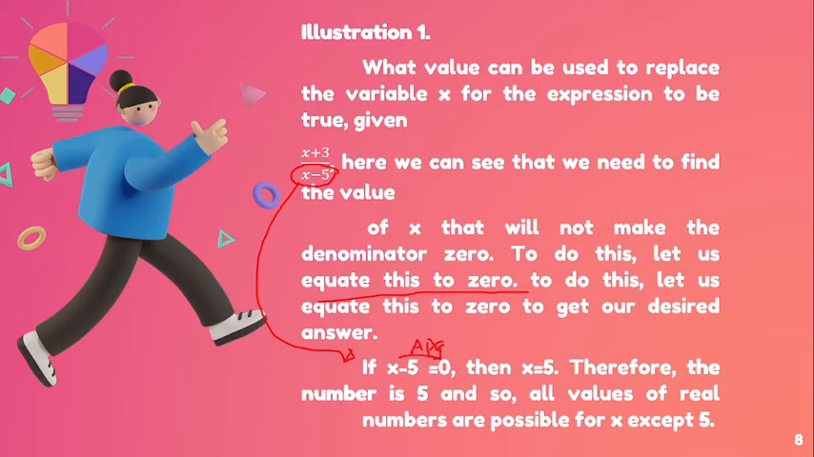So we move the negative 5 to the other side, and it becomes positive 5. You add positive 5 to both sides. So x = 0 plus 5, which is 5. Therefore, the number is 5, and so all real numbers are possible for x except 5.